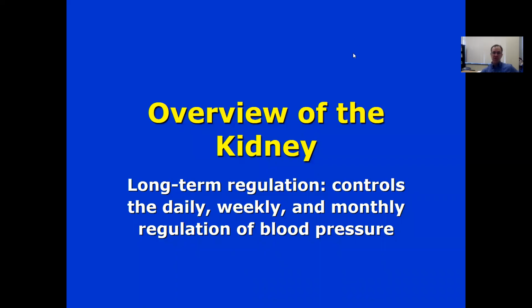All right, so the next part of this lesson has to do with the overview of the kidney, a very important organ that deals with the long-term regulation, controls the daily, weekly, and monthly regulation of blood pressure. So we're going to review the anatomy of the kidney before we talk about how this all relates to hypertension and blood pressure control.